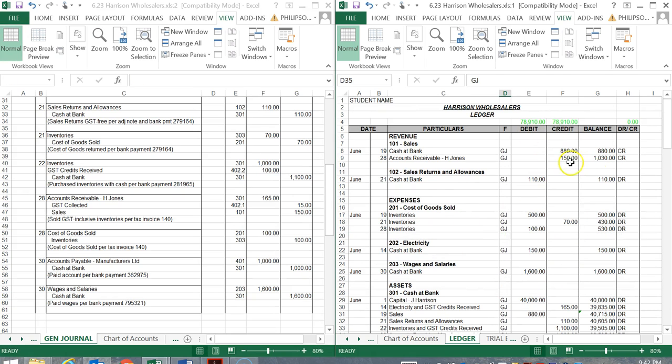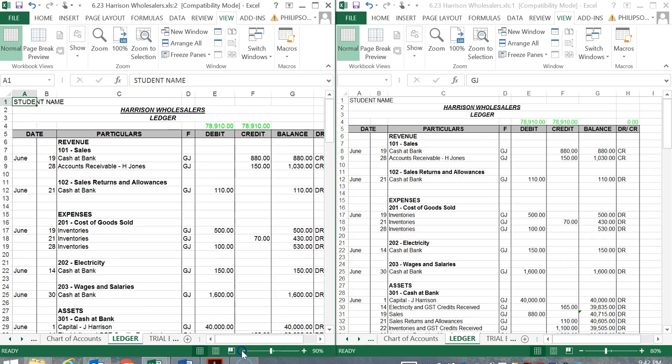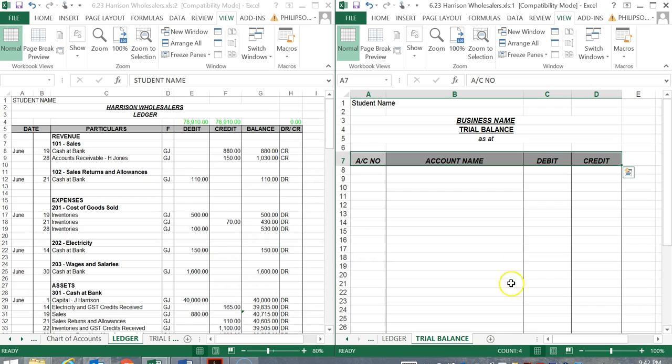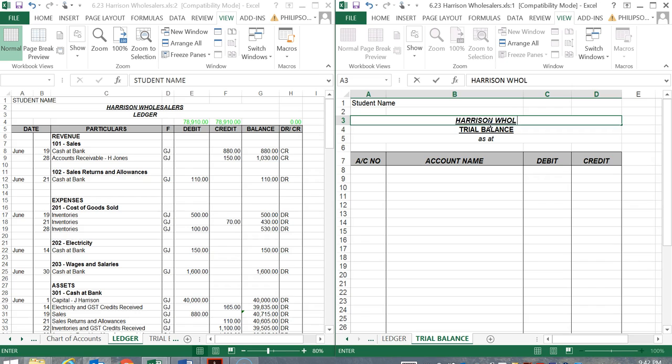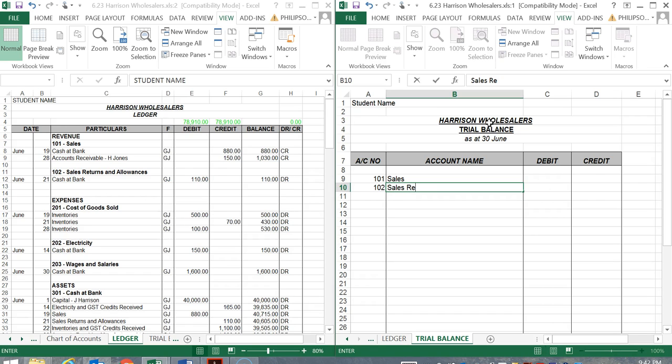Alright. We're in balance up here. Let's go on to the next step. Alright, get our ledger over on the left hand side here, and let's quickly knock out this trial balance. Business name, Harrison Wholesalers. Trial balance as at the 30th of June. And let's go 101. Sales. 102. I just won't talk. Let's just get this done.